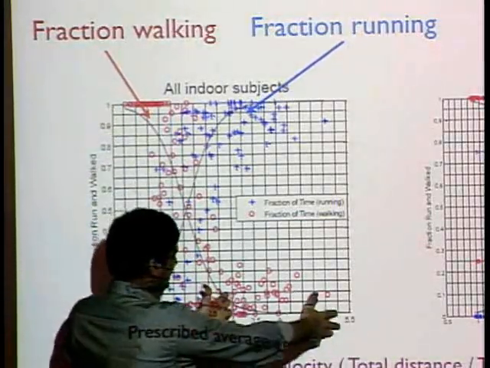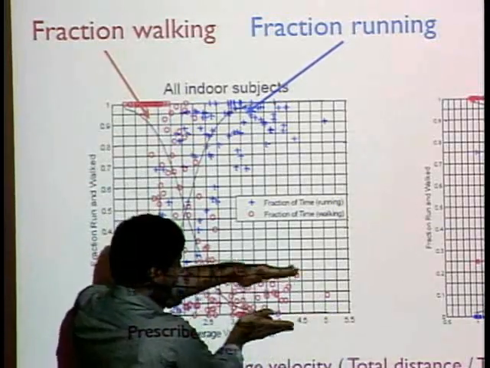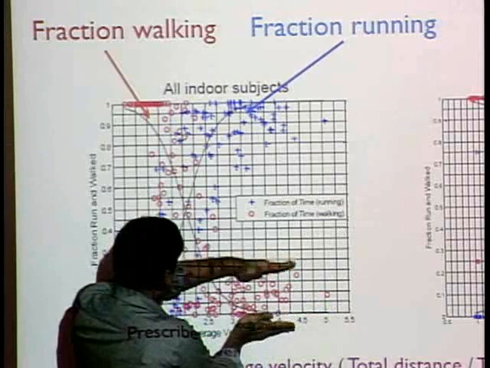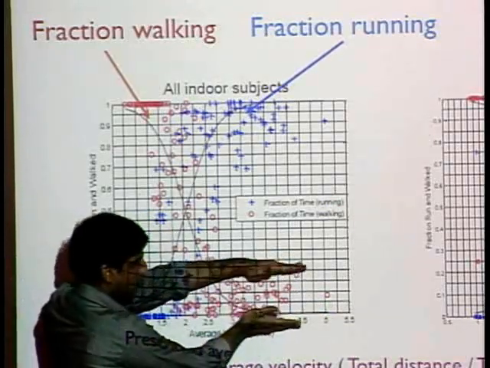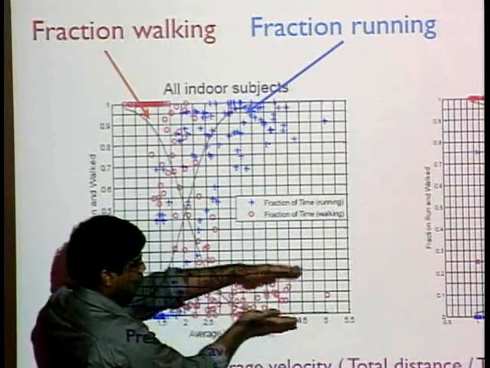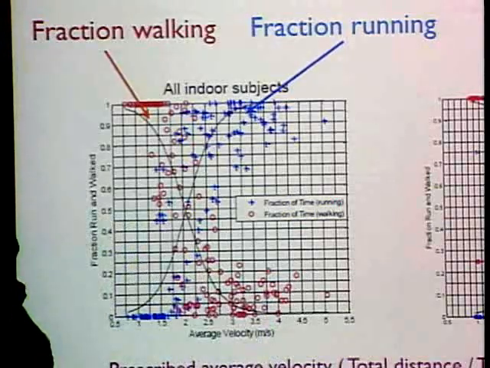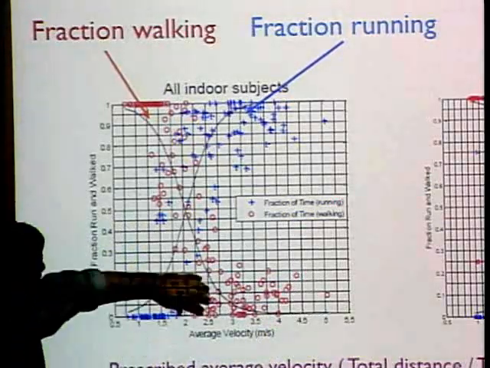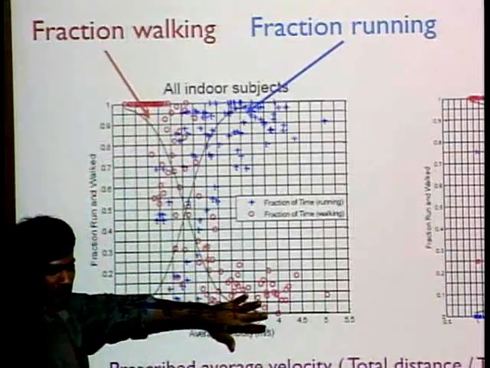And if the speed is very high, of course you would run most of the time, so you would walk very little of the time. It looks like what people are doing is mostly running, about 80% running, 20% walking, at least. And then there is an intermediate range where you do a mixture of walking and running.